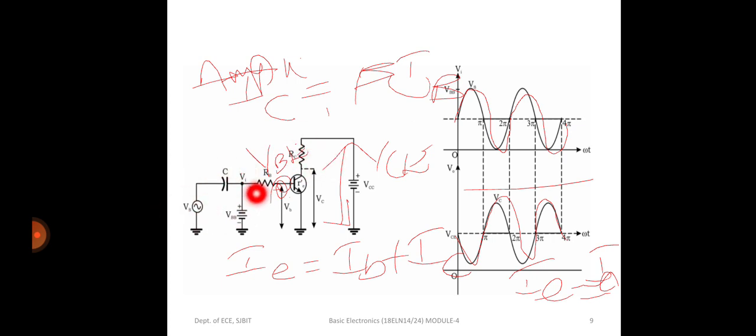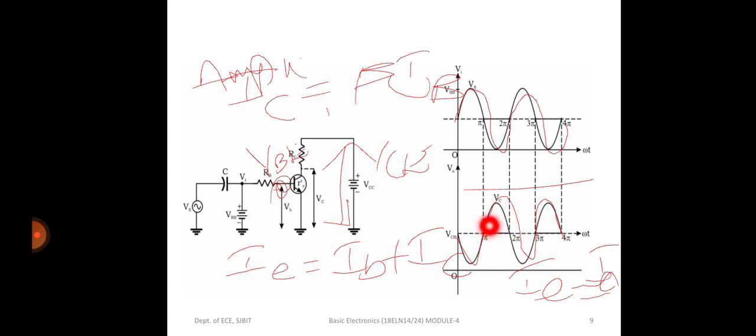The input AC voltage Vin, or Vs, produces an AC base current IB, which results in a much larger AC voltage across RC, which is an amplified and inverted version. That is what is shown in the waveform, an amplified and inverted version of the input voltage, as shown here.